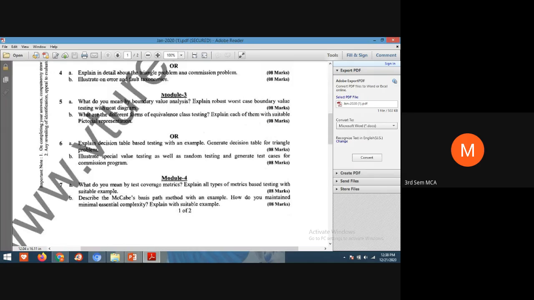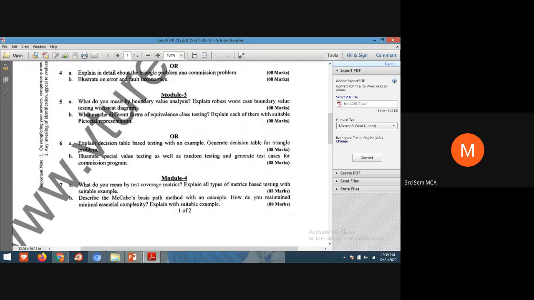Next, explain decision table based testing with an example. Generate a decision table for the triangle problem. Yes, you have to write a decision table for the triangle problem, and you have to explain. Illustrate special value testing as well as random testing and generate test cases for the commission problem. So you know what is special value, what is random testing, and generate testing, so that based on the commission problem you have to illustrate.